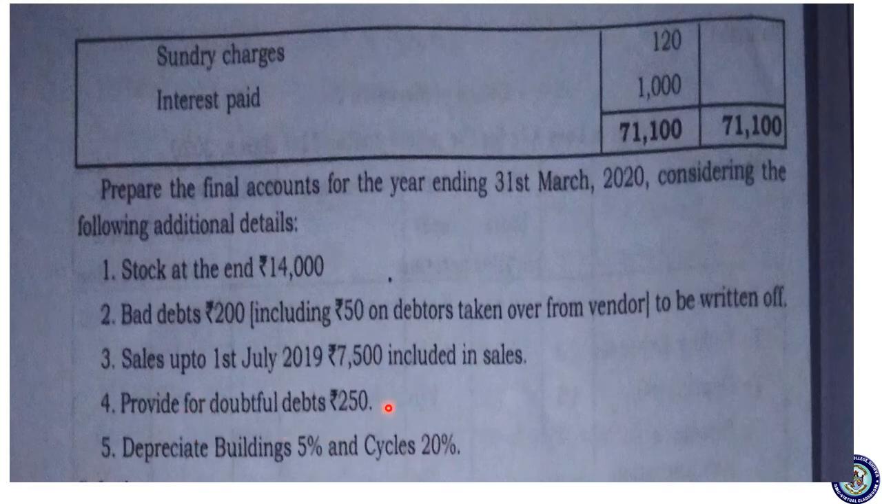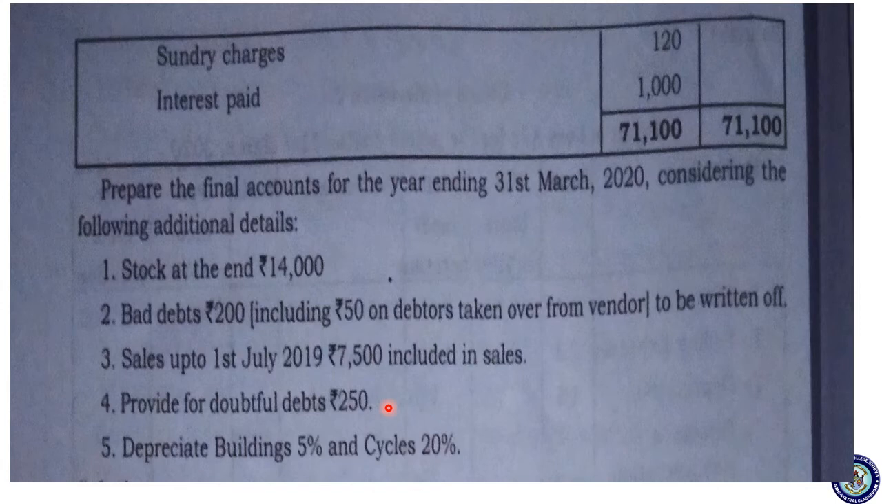Provide for doubtful debts 250. So in the balance sheet for debtors you have to deduct, and this you have to show in your P&L account. And one more thing, provision is calculated on net profit. Okay, provision you keep from the net profit. Any provision you have to apportion from the net profit. So net profit means post incorporation profit. So this entire amount you have to take in the post incorporation column.